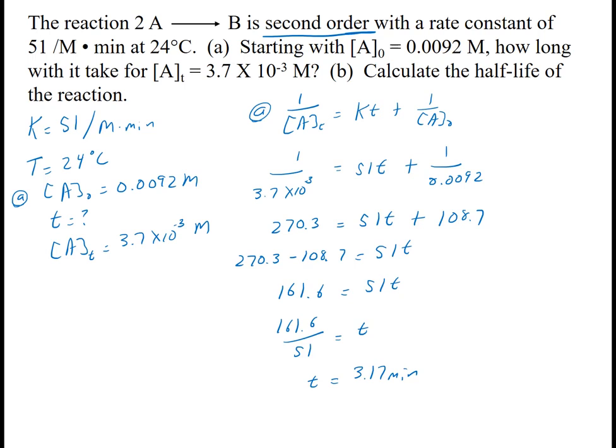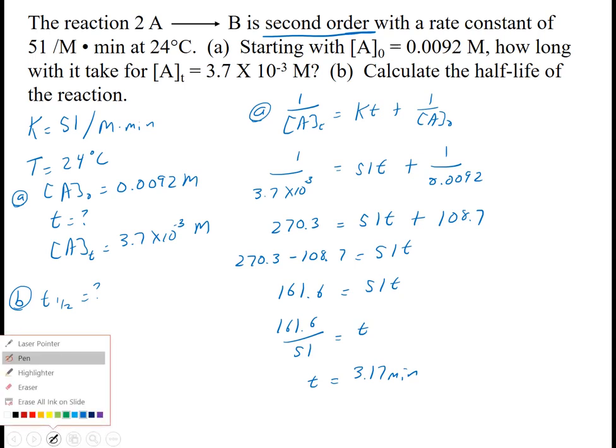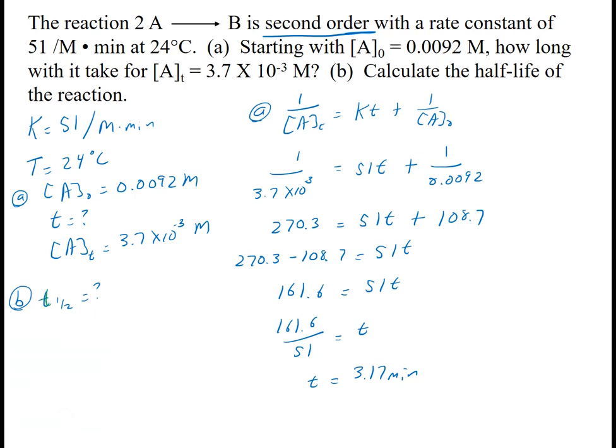Okay, so that's A. B says it wants me to calculate what t to the 1/2 is. I'm going to change colors so it's a little obvious so I don't mix these up. So this is t to the 1/2. T to the 1/2 is what we're looking for. We're still going to use this initial concentration. The formula for t to the 1/2 for second order is t to the 1/2 is equal to 1 over k times the initial concentration. So it's 1 divided by 51 and 0.0092.